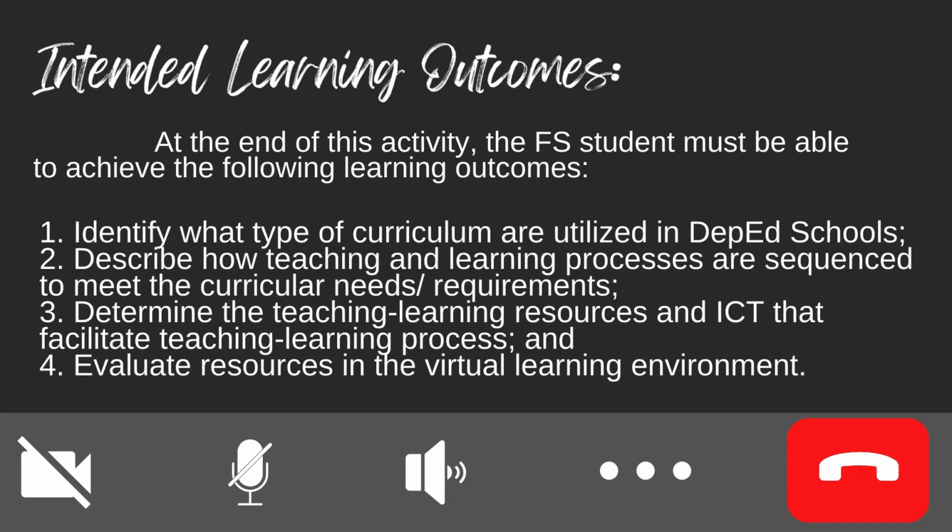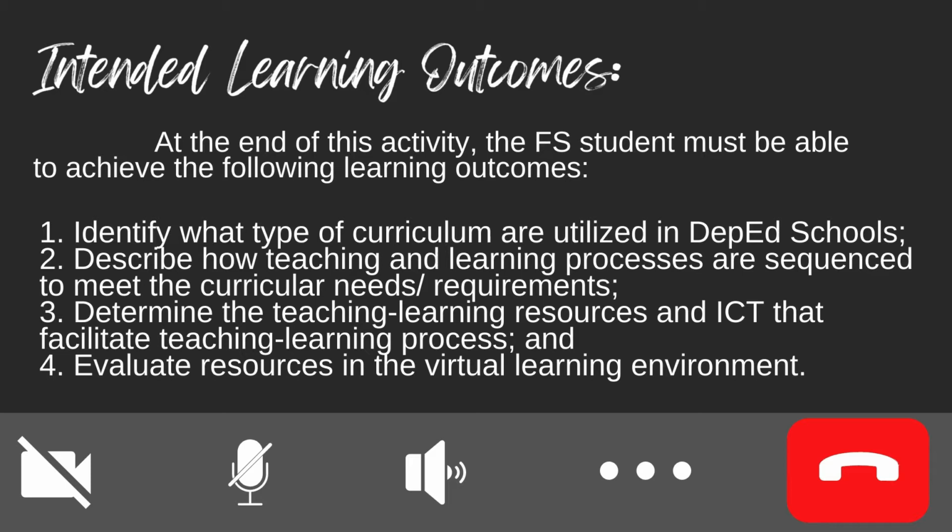Before we present our answers, here are the intended learning outcomes for this activity. At the end of this activity, the FS students must be able to achieve the following learning outcomes. Number 1. Identify what type of curriculum are utilized in DepEd schools. Number 2. Describe how teaching and learning processes are sequenced to meet the curricular needs and requirements.